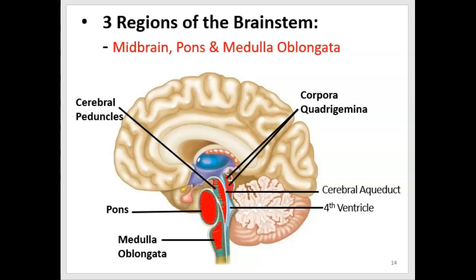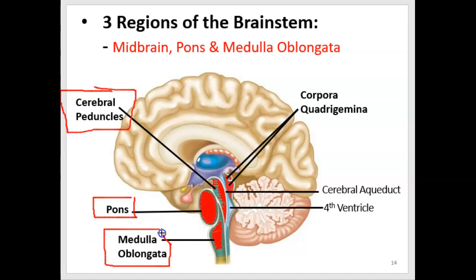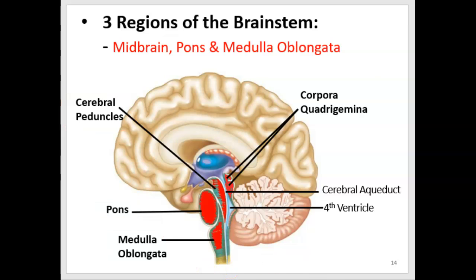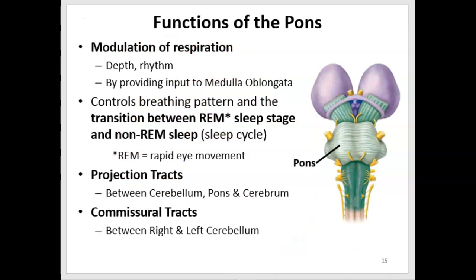Okay, now we'll go on to the three regions of the brainstem. These three regions include the cerebral peduncles, the pons, and the medulla oblongata. That's usually what people mean when they talk about the brainstem. We've already talked about the cerebral peduncles, so let's focus on the pons.